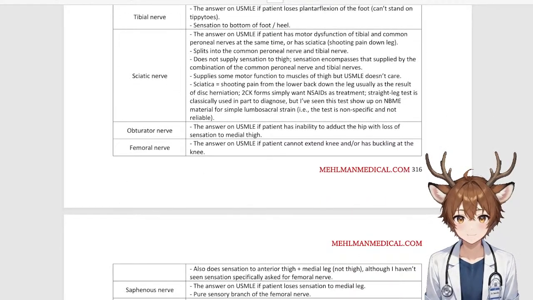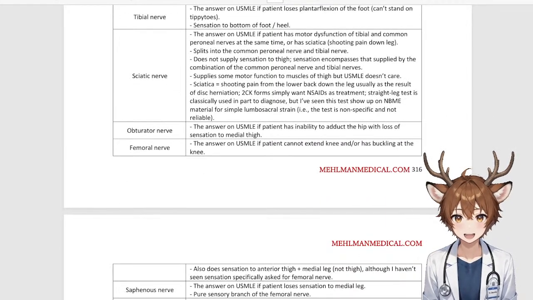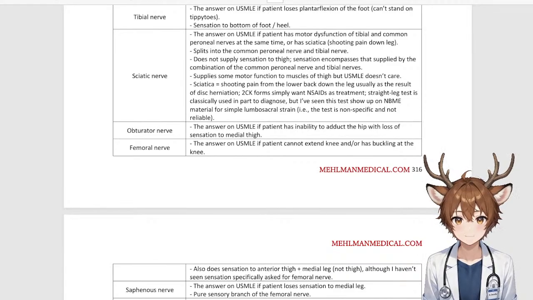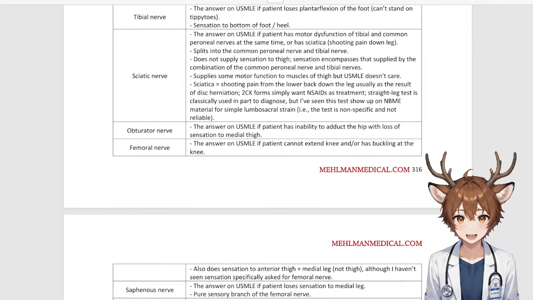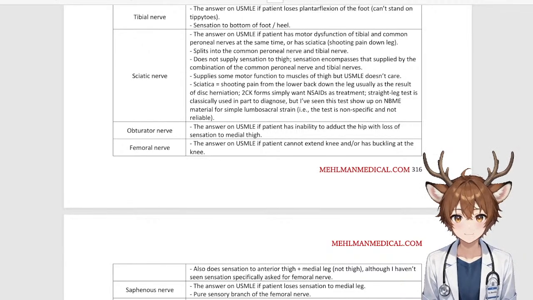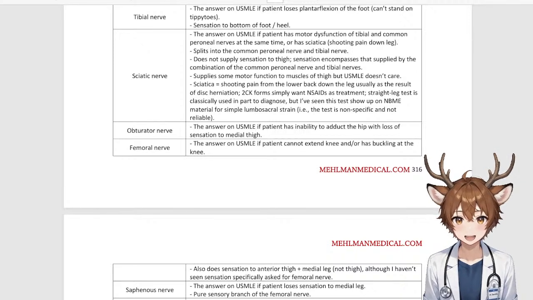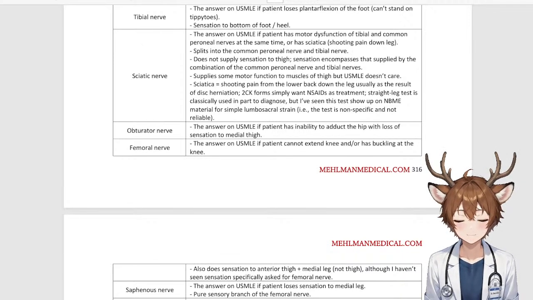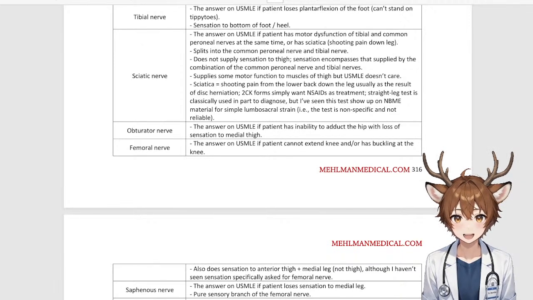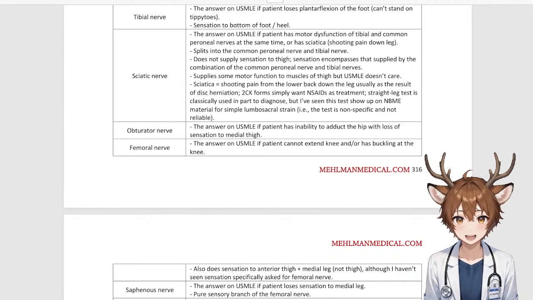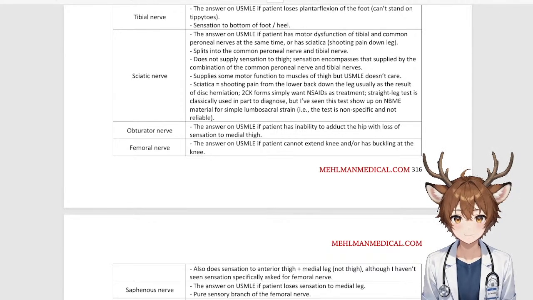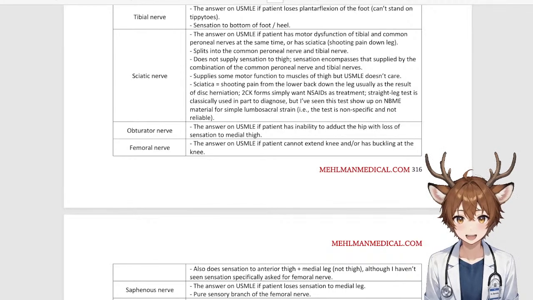Sciatic nerve. The answer on USMLE if the patient has a motor dysfunction of the tibial and common peroneal nerves at the same time, or has sciatica, shooting pain down the leg. Splits into the common peroneal nerve and the tibial nerve. It does not supply sensation to the thigh. Sensation encompasses that supplied by the combination of the common peroneal nerve and the tibial nerve. Supplies some motor function to muscles of the thigh, but USMLE does not care.